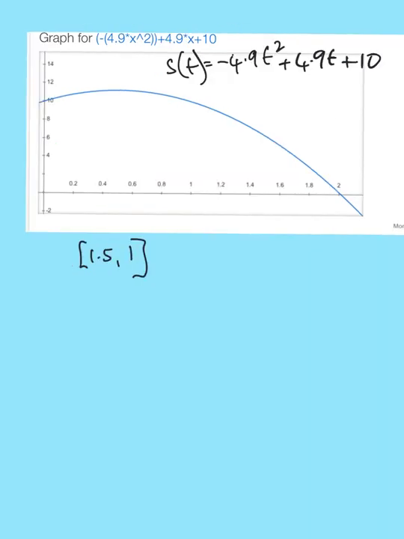The next thing they're asking is, what's the average velocity between 1.5 seconds, which is here, and 1 second, which is here. So again, we need the distance traveled over the time. Now the time's easy. This is just going to be 0.5. The difference between 1 and that is just 0.5.